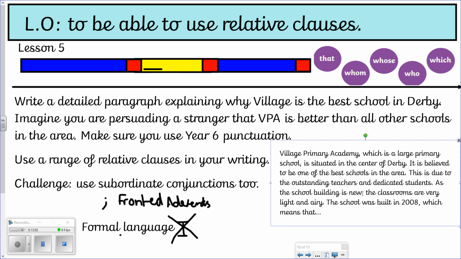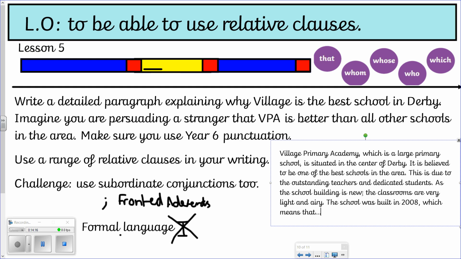Sorry about that. So you are writing me a detailed paragraph explaining why Village is the best school in Derby, but we're not using I. So that's where this task is different to the other task. This time, I want you to have a go at not writing it from your perspective, not an I, take you out of it and have a go at writing it from that third perspective, okay? So as in you're looking in.